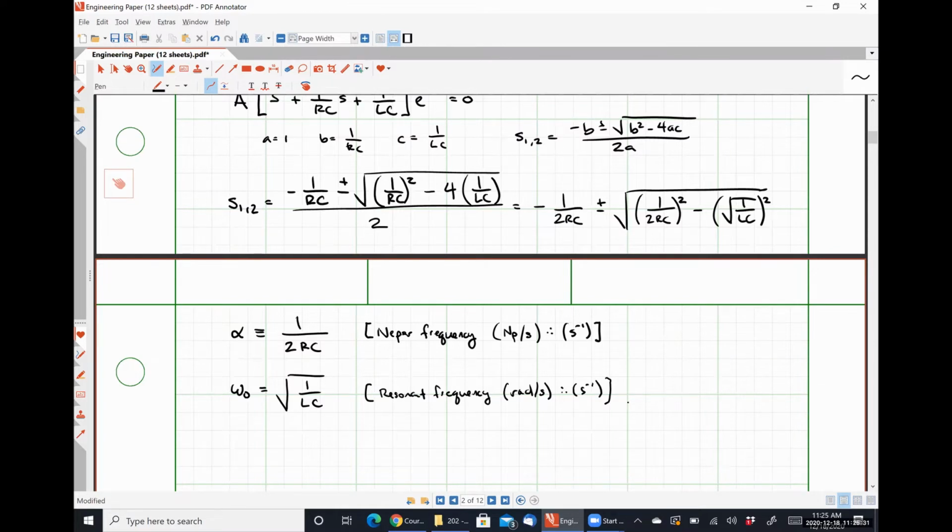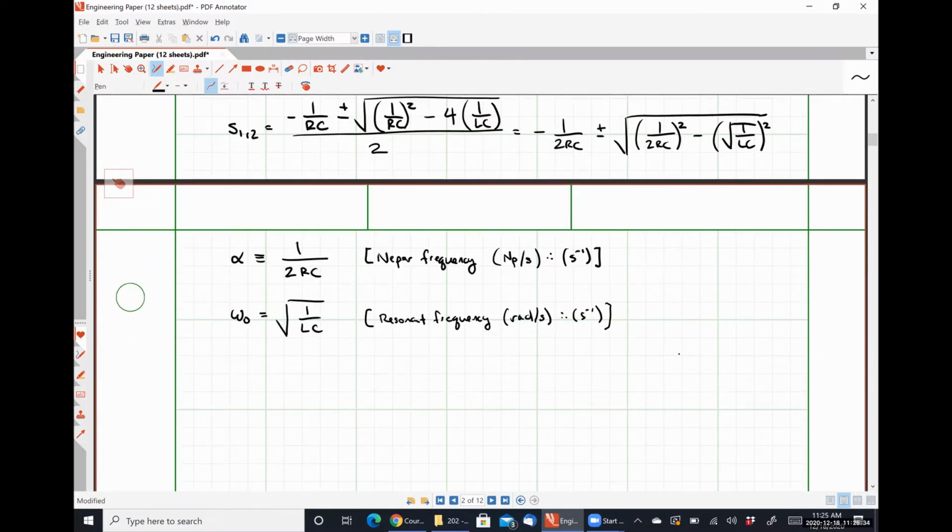With those definitions in mind, we can say that the eigenvalues of our system are as follows. S1 will be defined as negative alpha plus the square root of alpha squared minus omega naught squared. And S2 will be negative alpha minus the square root of alpha squared minus omega naught squared.